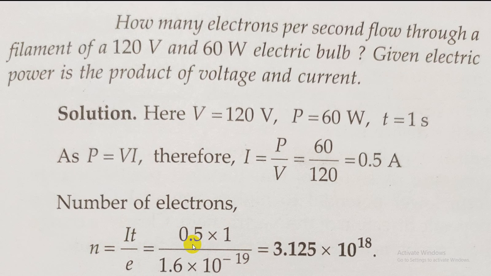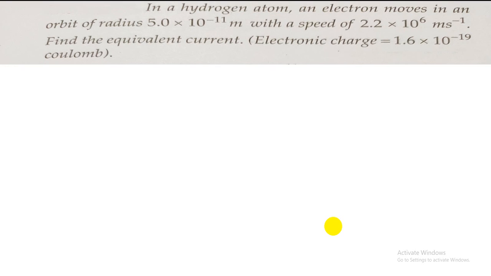And if we put the values of I, the time 1 second, then divided by the charge on the electron, we get the value 3.125 into 10 raised to the power 18 number of electrons. I hope this is also very clear. We move to the next one.